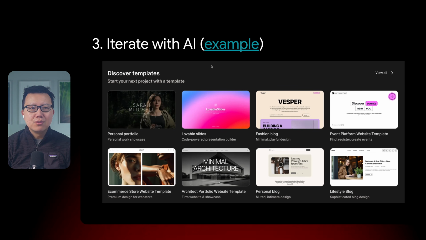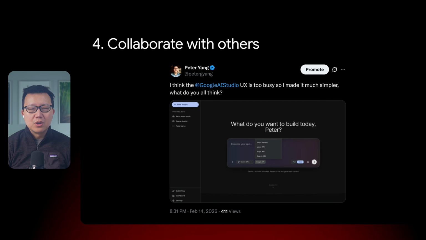And that brings me to step 4, which is to collaborate with others. And this is where the magic really happens. The great thing about prototyping is that anyone can improve your prototype. Now that we have a decent prototype, we can share it with stakeholders.